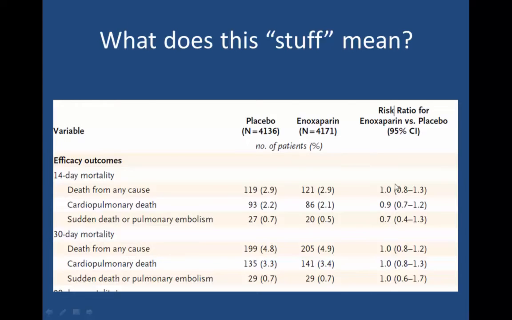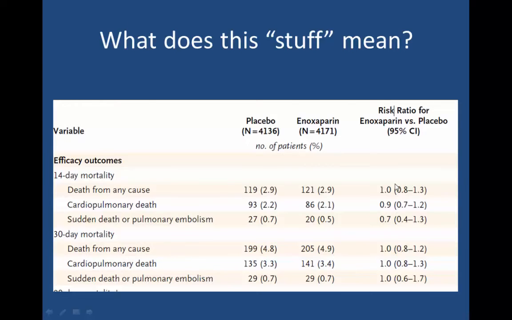Well, here are my outcomes over here: death from any cause, cardiopulmonary death, sudden death or pulmonary embolism at 14 days. And at 30 days, they looked at the same outcomes. So I look at this table and I'm saying, is enoxaparin effective at preventing, in the 14-day window, death from any cause, cardiopulmonary death, or sudden death or pulmonary embolism? Let's look at the results then. They've done the math for you over here. You could do the same thing.